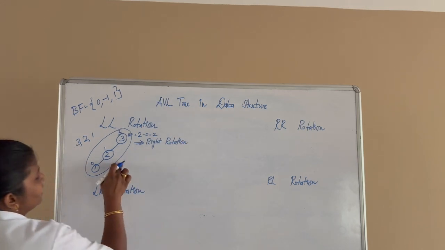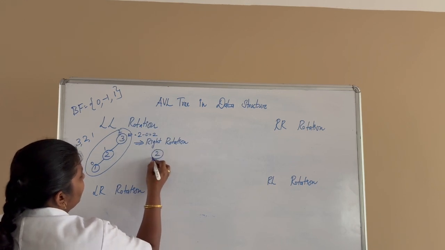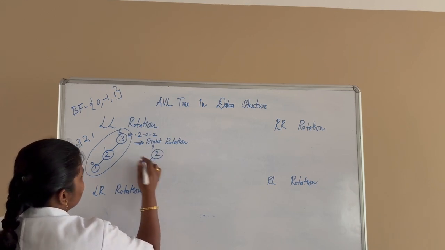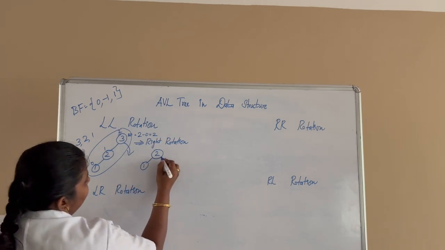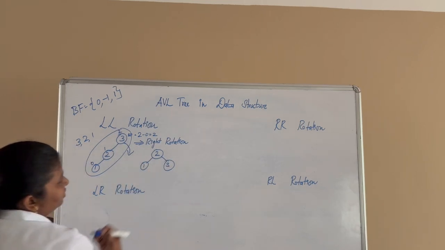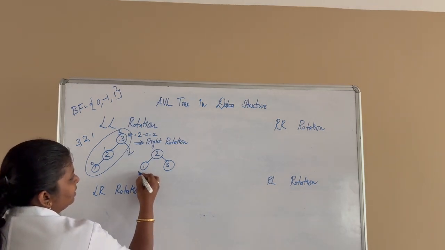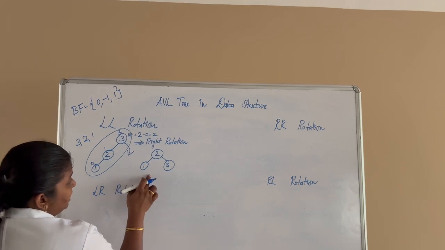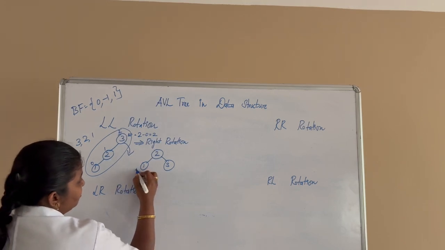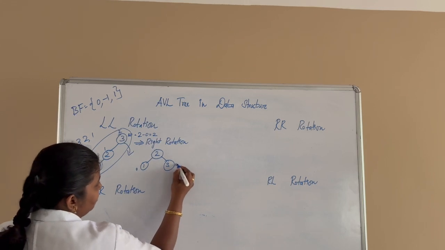How it will be rotated: 2 will come as the root node and 1 will be the left child, and it is rotated towards the right side. This 3 will come as the right child of the root node. Now if you check the balance factor, here there is no subtree, that is, it is a leaf node, so the balance factor will be 0.